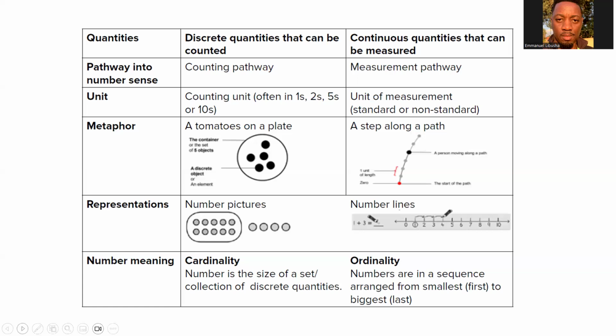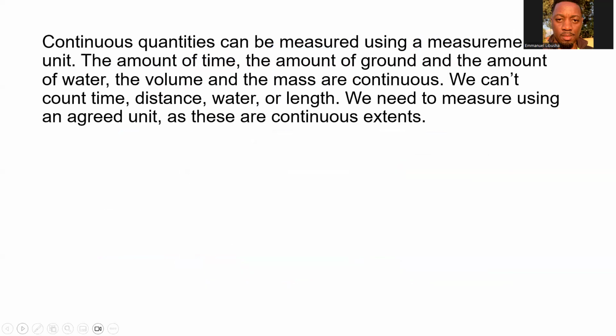And this makes life easier for you to understand how the two are different. So continuous quantities can be measured using a measurement unit, as I said earlier. The amount of time, the amount of ground and amount of water, the volume and mass are continuous. But we can't count time, we can't count distance and water. All these things are continuous because we can't count them. But we need to measure using an agreed unit as these are continuous extents.